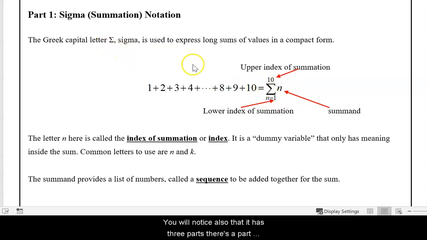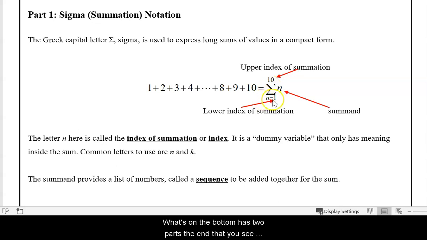You will notice also that it has three parts. There's a part written below the sigma notation, a part written above the sigma notation, and then there's something that goes right next to the sigma in the middle, more or less. The sigma notation is quite large, and on a typical lined piece of paper, the sigma would extend slightly below the line and slightly above the line.